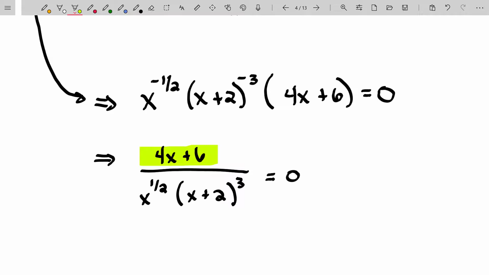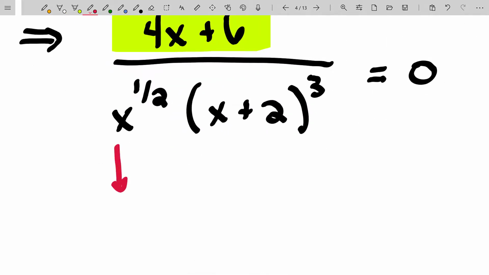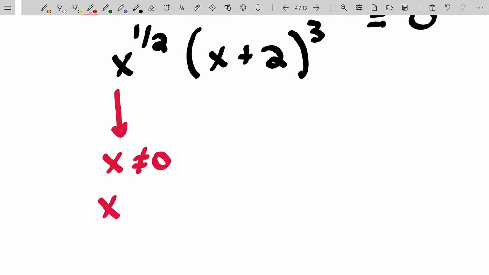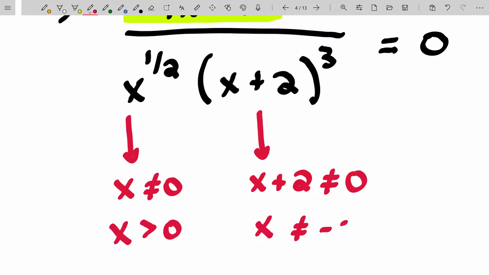Before I go down that road, I want to mention something here. Looking at that denominator, this x^(1/2) being in a denominator, first of all, that tells me that x cannot be 0 because we'd be dividing by 0, but also that's the square root of x. So not only cannot be 0, but it has to be positive because you're taking its square root. The second factor here, (x + 2)^3, well, that just tells us that x plus 2 cannot be 0, or in other words, x cannot be negative 2.